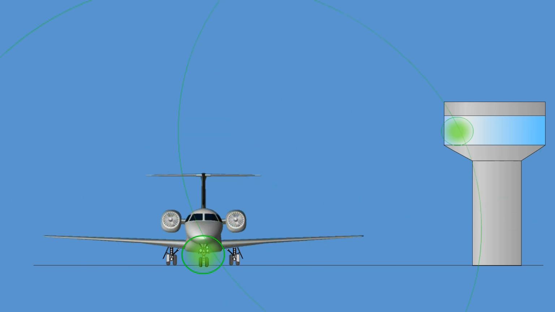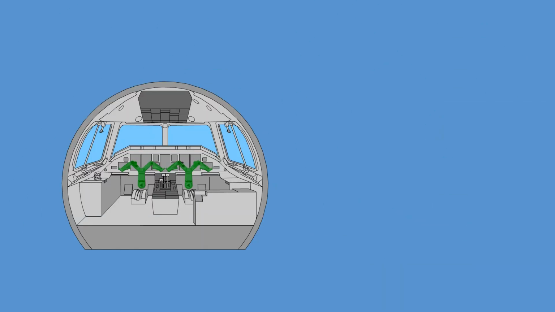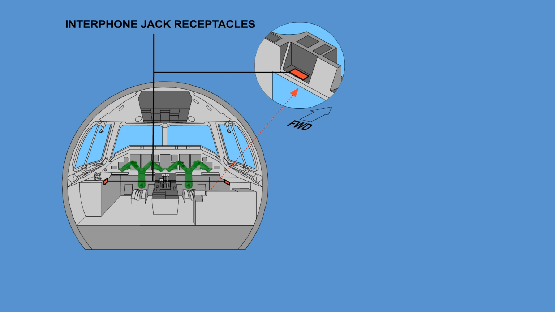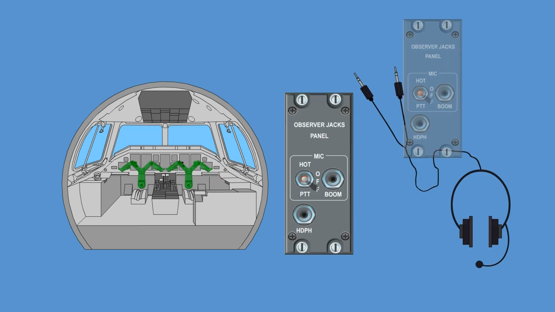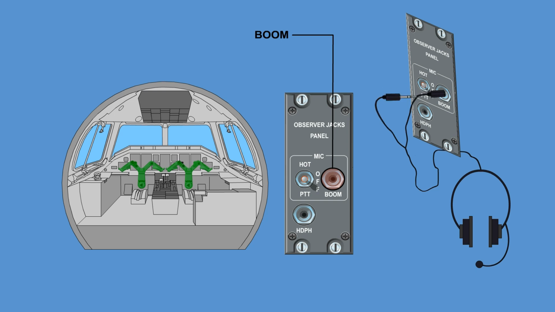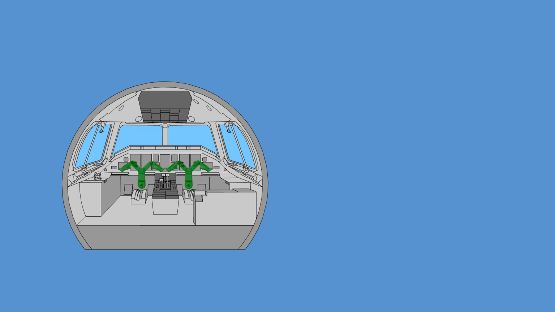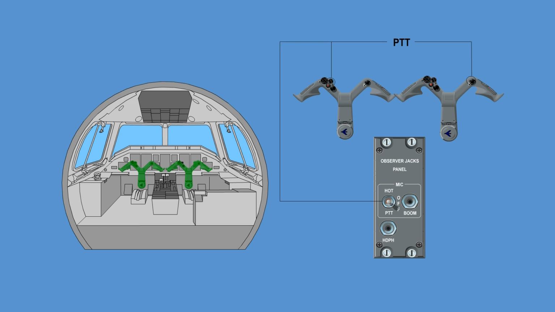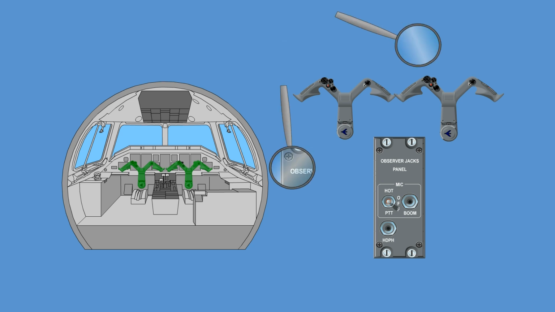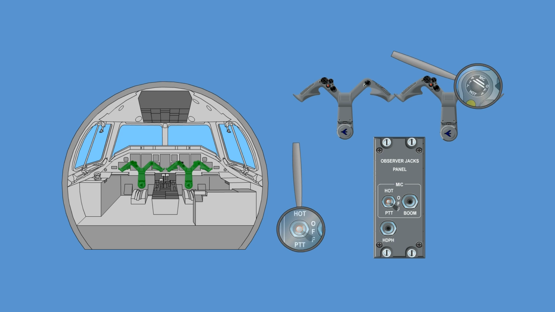It also allows for voice intercommunication via the aircraft radio communication systems and monitoring of all audio outputs of the communication and navigation systems. To provide intercommunication, the headsets must be connected to the Interphone jack receptacles. Boom connects the headset microphone plug, and headphone HDPH connects the headset receiver plug. The press to transmit buttons, PTT, on the pilot and co-pilot control yokes and on the observer jack panel must be in hot mic position to activate the microphones.